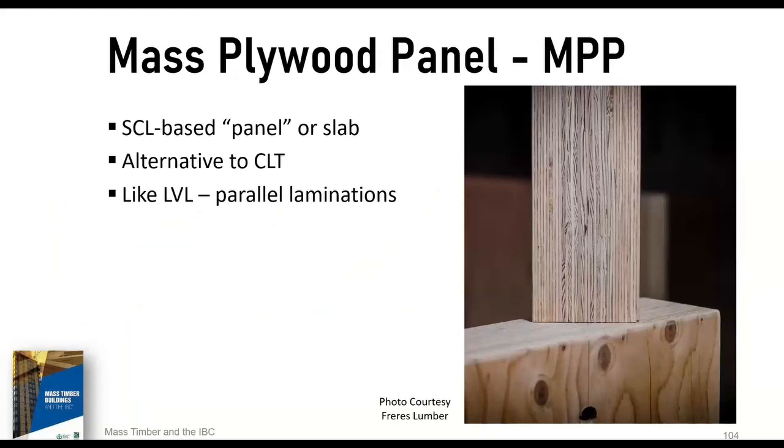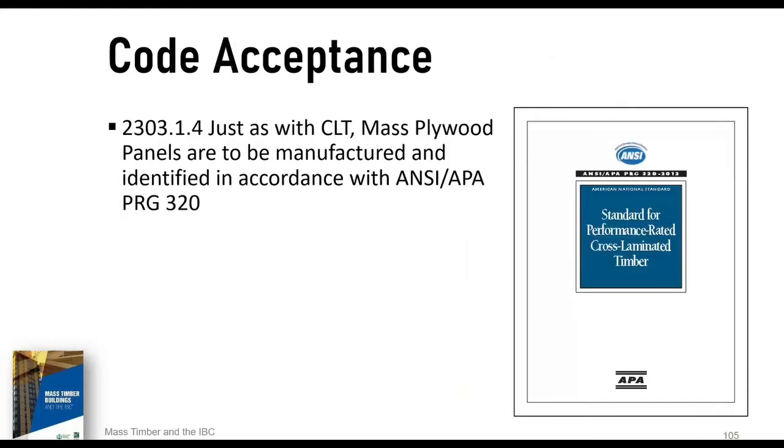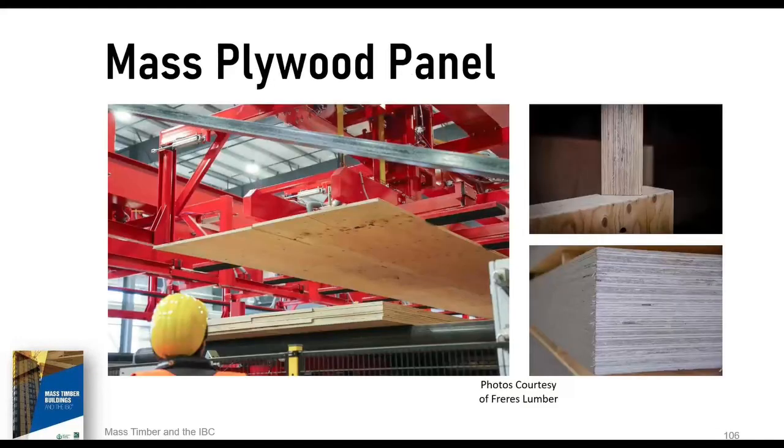The newest of the mass timber products is mass plywood panels. It's a structural composite lumber-based panel consisting of multiple layers of plywood sheathing that are glued together. Like CLT, for code compliance, mass plywood panels are to be manufactured and identified in accordance with ANSI PRG 320. I've got a couple more slides that show the mass plywood panels while under manufacture, courtesy of Frere's Lumber.